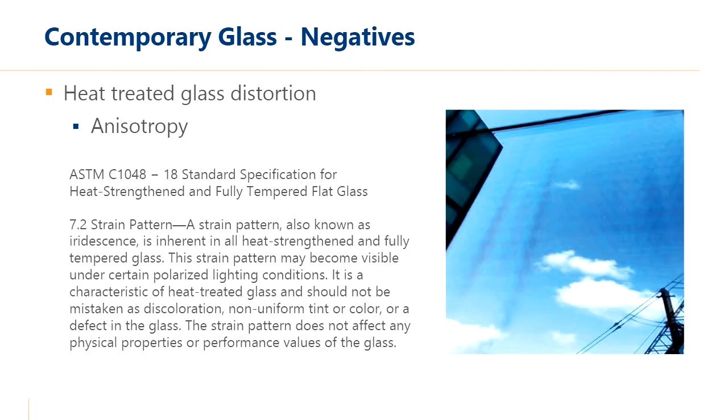This photo is an example of anisotropy, basically an iridescent strain pattern that occurs in heat-treated glass. Just to note here too that forming glass into insulating glass units can amplify the appearance of some distortion.